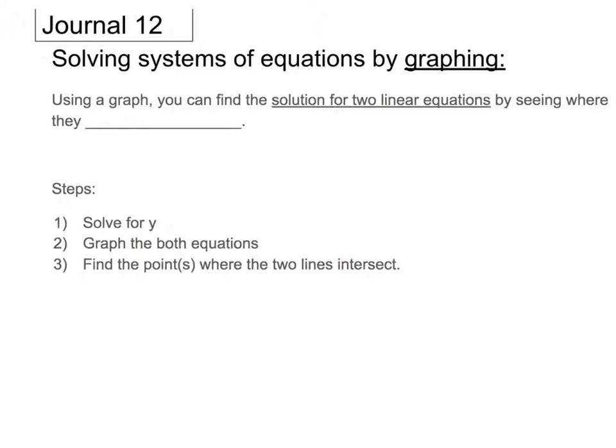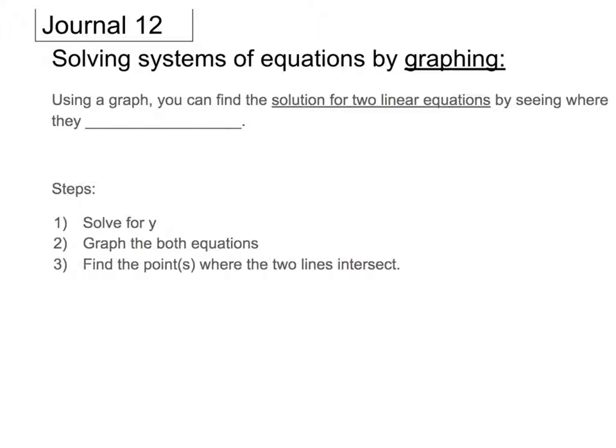So we've been working with piecewise functions where you have 2 or 3 equations and you're trying to graph them, right? Well, systems of equations are kind of like that where you have 2 or more equations. So a system is like having either 2 equations, 3 equations. It's basically a clumped up equation, like a grouping of equations. So in this case, here it says, using a graph, you can find the solution for 2 linear equations by seeing where they blank.